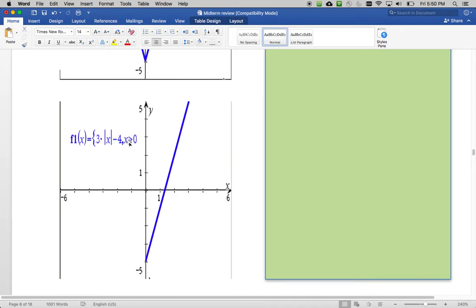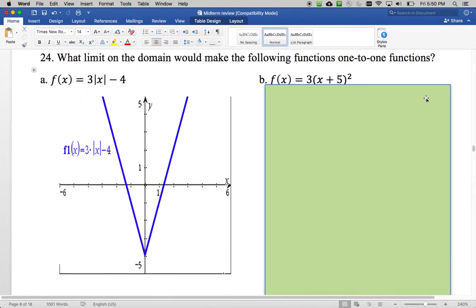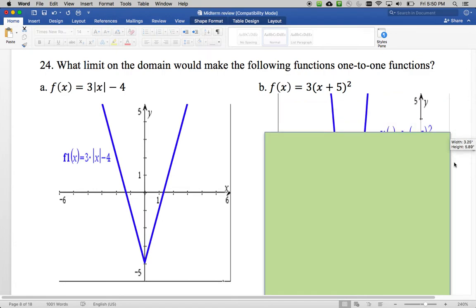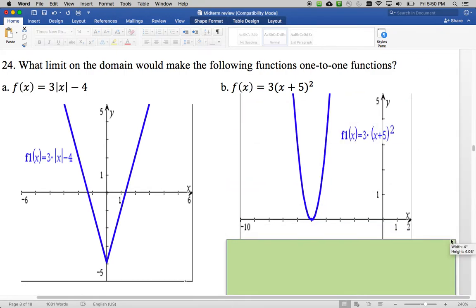I just said that x had to be greater than 0. So notice that this whole left side is just gone, and now it's a one-to-one graph. Okay, next equation for b, this is what our graph looks like.